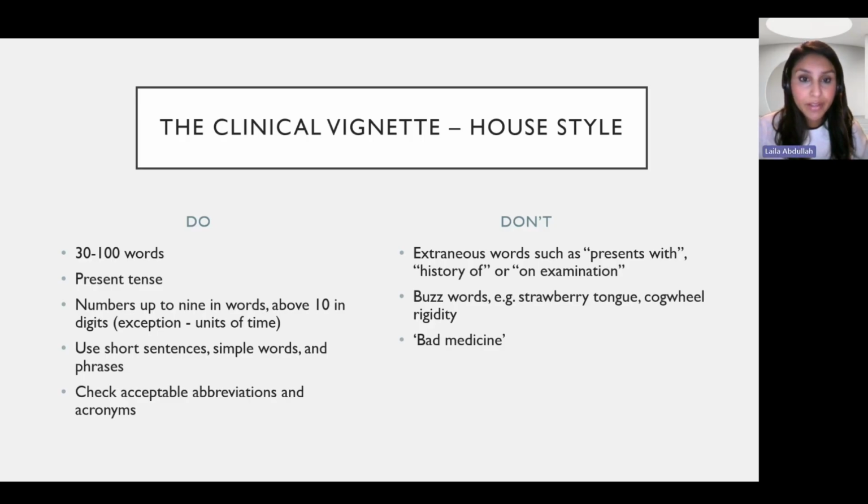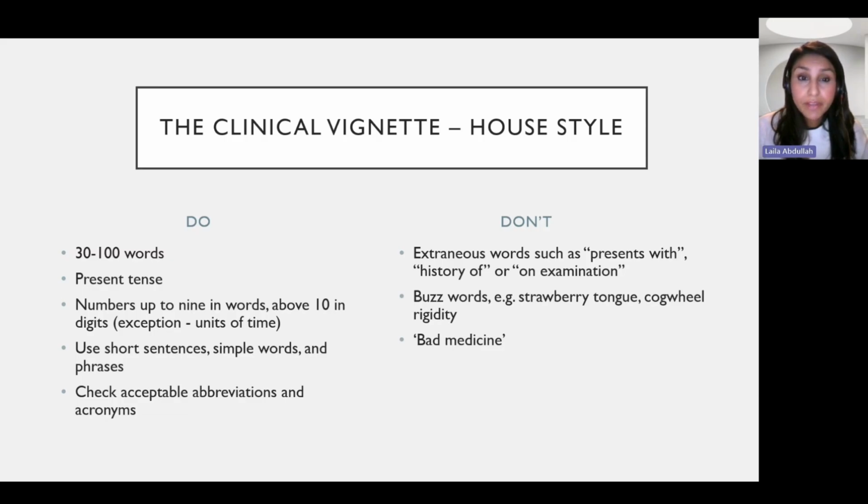Avoid extra words such as presents with, history of, or on examination. Whenever I'm reviewing questions, it's the first thing that I will do is strike off these phrases. And instead of that, say a 52-year-old man has shortness of breath for 3 weeks, or has had.